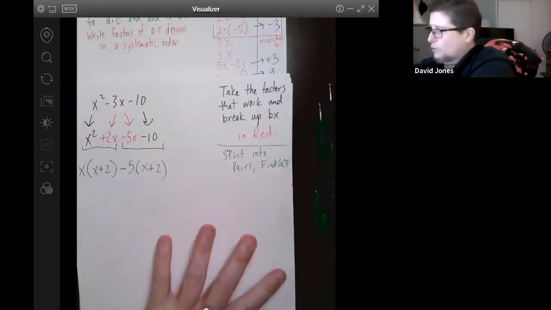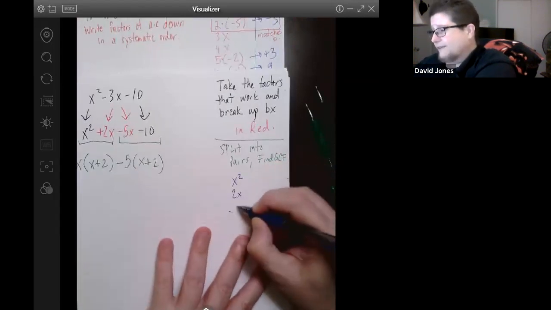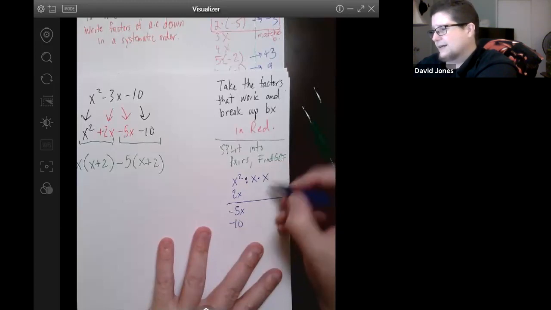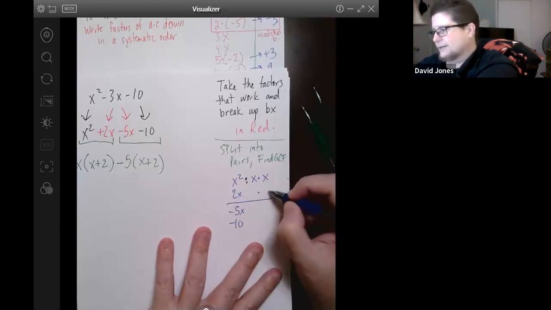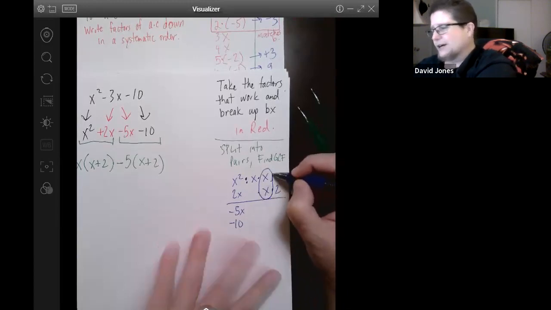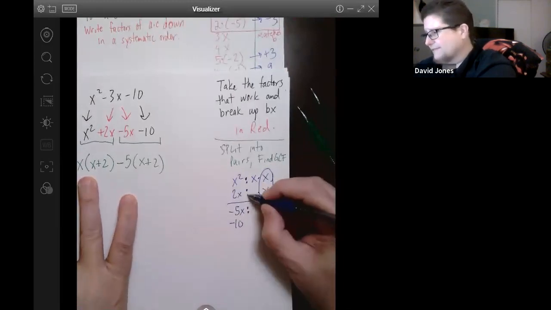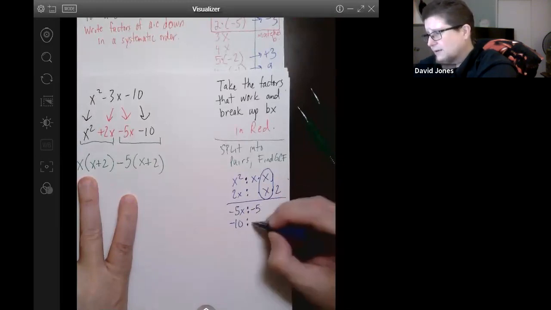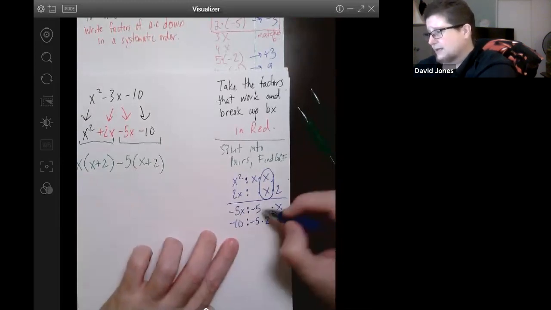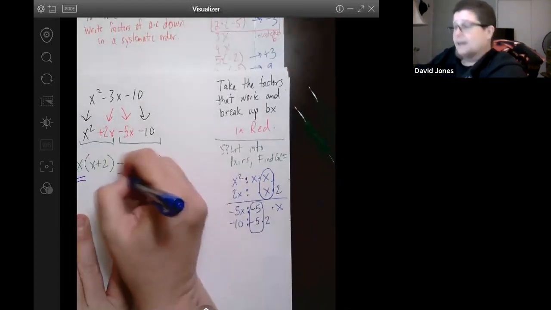If you want to see the table real quick, let's do the table real quick. x squared and 2x, and then -5x and -10. This is x times x, and this is 2 times x. I'll put the 2 in a new column and an x. That's the only greatest common factor there. That's the one that goes out front. These both have a -5, and this one's times 2 to get -10. This one's got an x. That's my GCF there. So GCF, GCF.